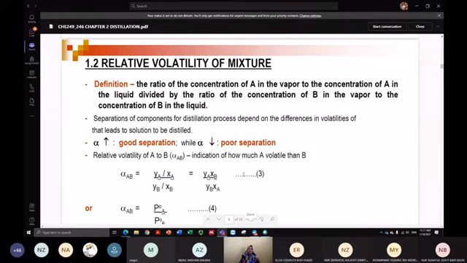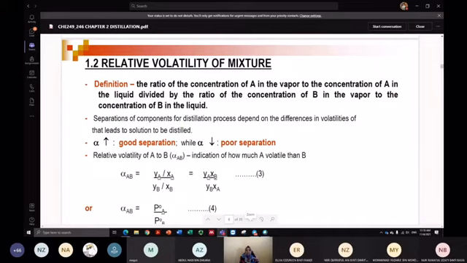Okay, all right. First of all, the definition. We are talking about the definition of relative volatility of a mixture. This is the ratio of the concentration of A in the vapor to the concentration of A in the liquid, divided by the ratio of the concentration of B in vapor to the concentration of B in liquid. So you get this formula to get your relative volatility of mixture AB.